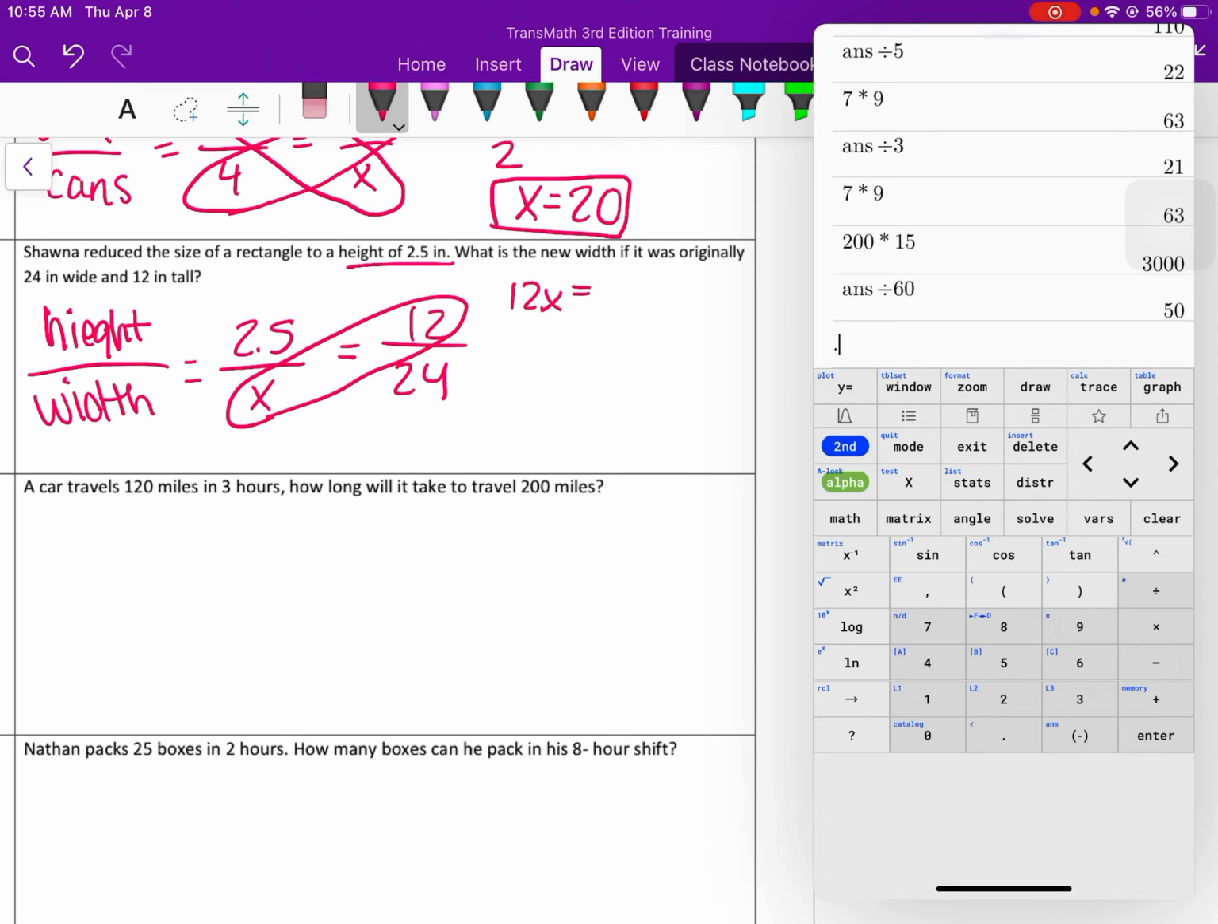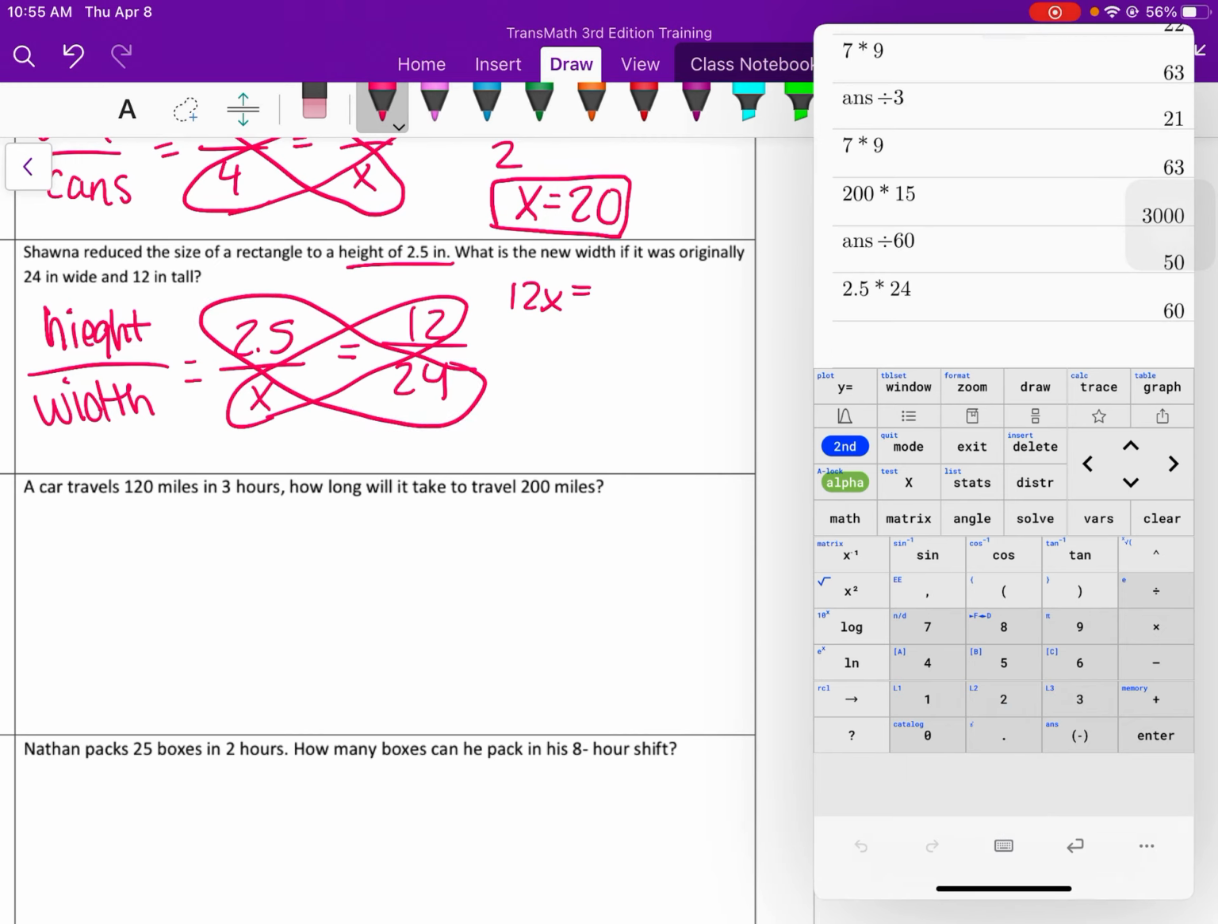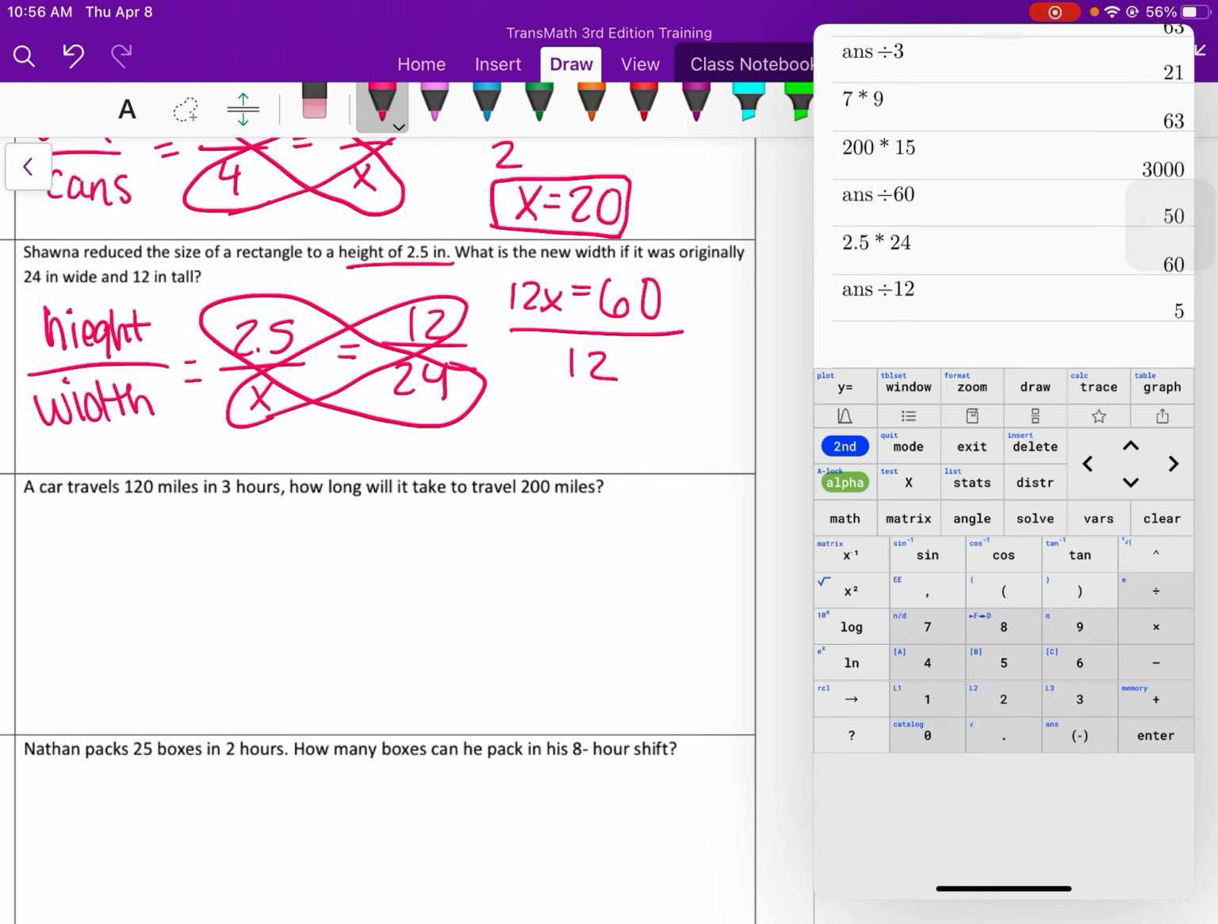And then that's equal to 2.5 times 24, which is right here, equals 60. Then you divide your 60 by 12, and you get 5. So x equals 5, which means the new width would be 5.